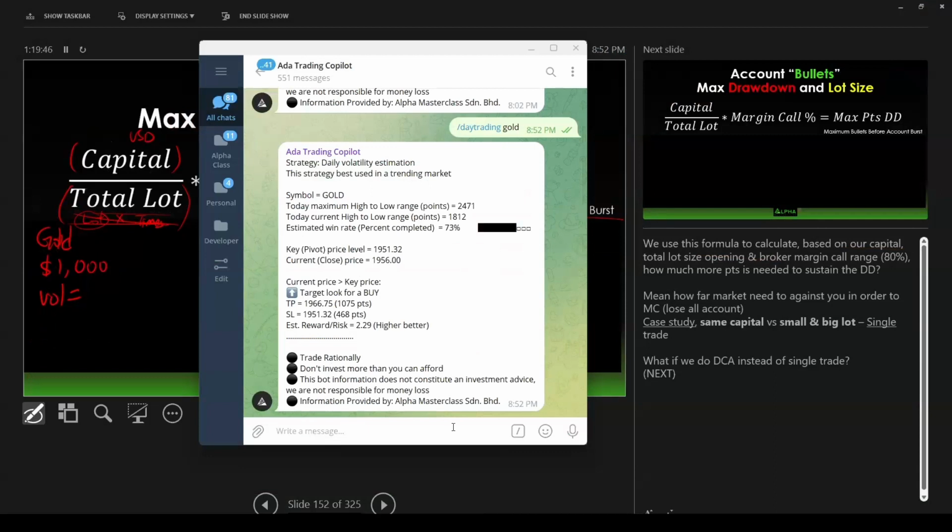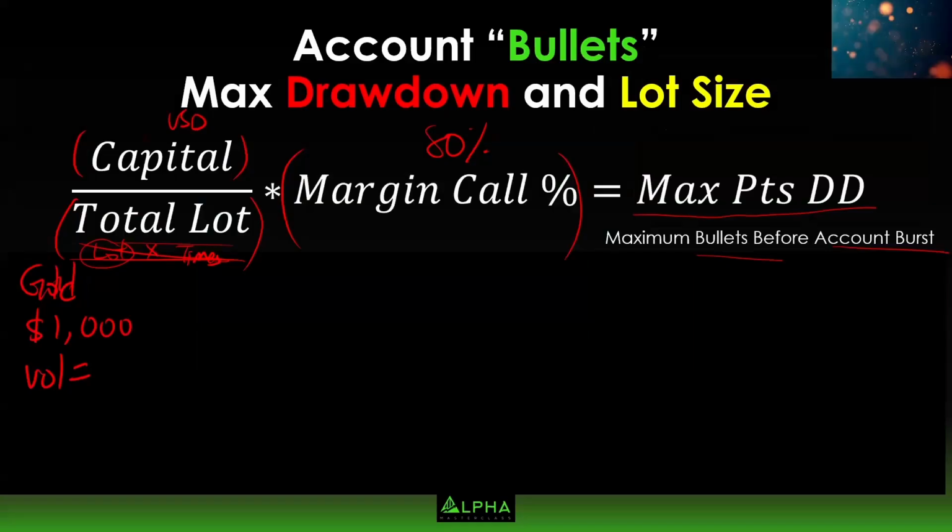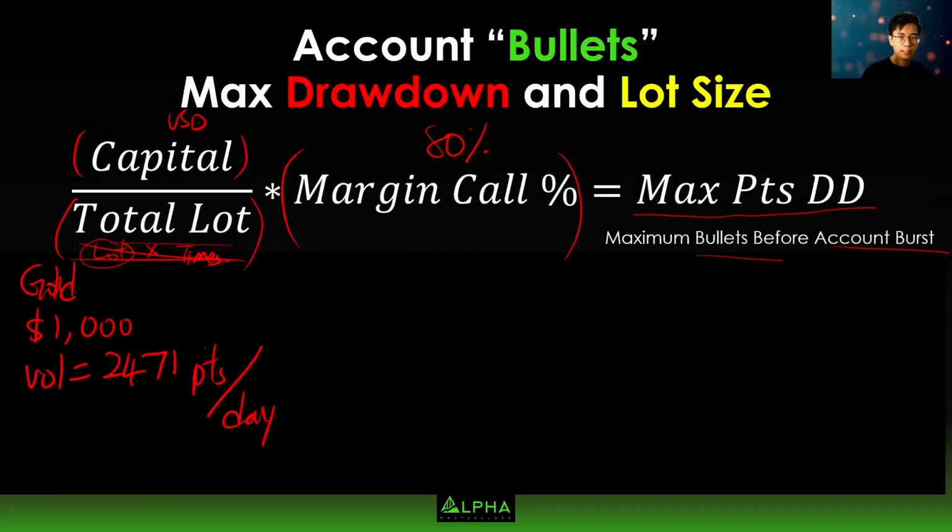After that, you come up with these numbers. 2471. Okay, write down 2471. Meaning that the gold market in 1 day is going to move 2471 points per day. Up to down, maximum volatility is 2471. All right, that is a standard number.